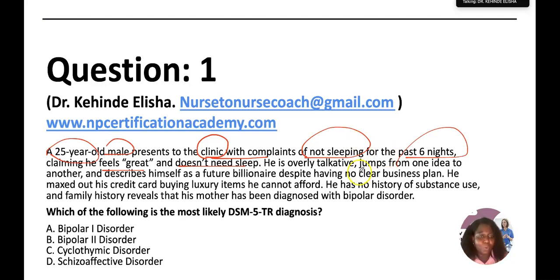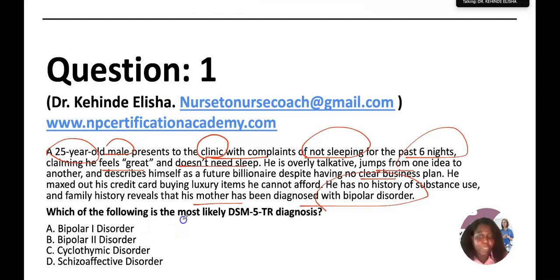Now, he is overly talkative, jumps from one idea to another, and describes himself as a future billionaire. Despite having no clear business plan, he maxed out his credit card, buying luxury items he cannot even afford. He has no history of substance use. Those are all keywords too. And family history reveals that his mother has been diagnosed with bipolar disorder. Now, that is what, stylishly introducing genetics.